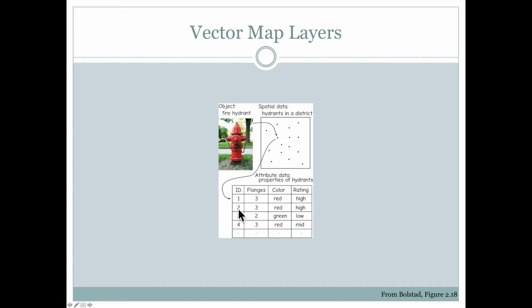In addition to the row, which is the feature, it can have as many of these attributes as we would like it to have, with each column of the attribute table representing a different attribute. So in this case, each one of these fire hydrants has attributes called flanges, color, and rating. And if we clicked on this one point here, we would see what the values were for that. In this case, 3, red, and high.